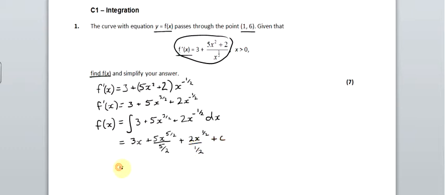And now we're going to simplify that. So we've got 3x plus 2x to the 5 over 2 plus 4x to the half plus c. And that's our first step done, really. Now, in order to find f of x, of course, we need to know what the constant is, and of course we haven't used the point yet, so that's how we're going to find it.